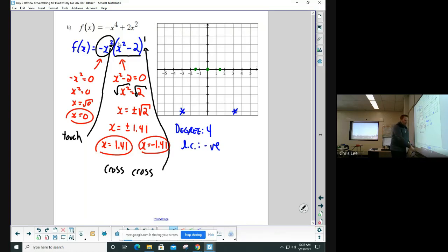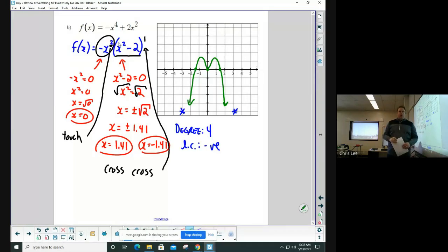So you now have as much information necessary to draw a reasonable sketch. You know it opens down, so it starts here, ends here. You know it's going to cross at these two spots and touch at 0. So let's see if you can draw that picture. It's going to come up here. And do something like this.